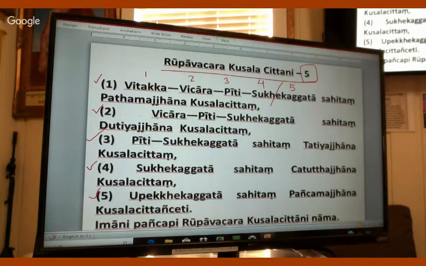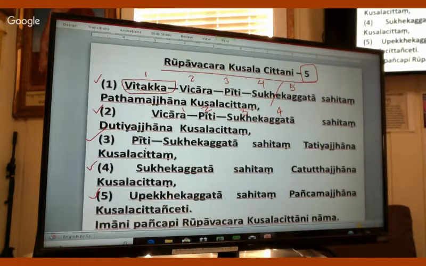And then in the second jhana, Vitakka is not included. That's why it starts with Vicara. I will explain later why Vitakka is removed. So Vicara, Piti, Sukha, Ekaggata: only 4 jhana factors, in the Dutiya jhana kusala citta.